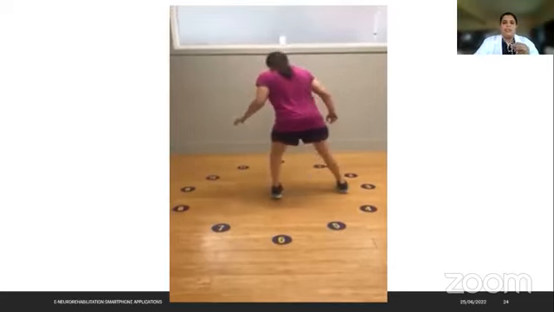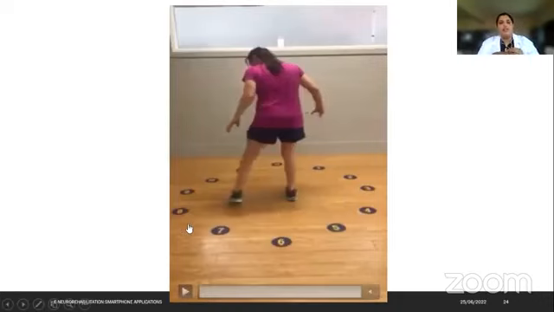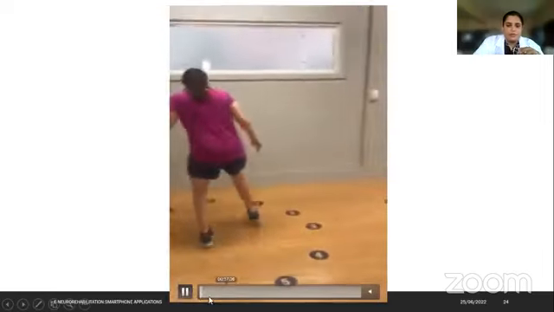So it is just like your star excursion test, or you can say it is just like Frenkel's exercise. It can be used at home by the patient, or even in our rehabilitation, we can use this application. Initially, we have to hold the patient and train the patient, and then the patient can use this application on his own.